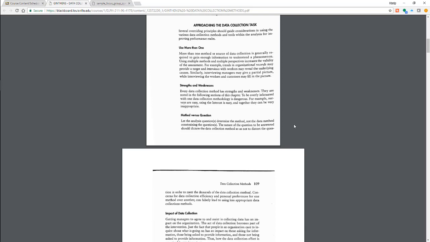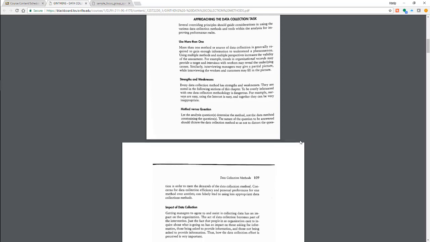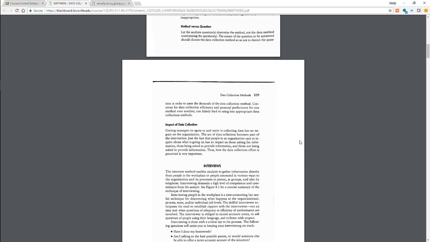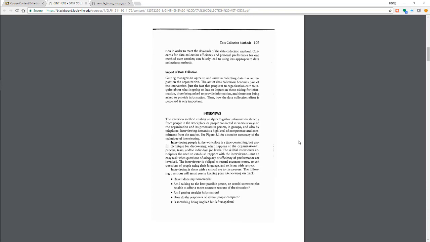So make sure you know what you're looking for, and then let that guide you in terms of what method you're going to use. But of course, if you go 2 paragraphs up, you have to use more than one. That doesn't necessarily mean use only 2 qualitative or use only 2 quantitative, but it doesn't also say use one of each. So it's a matter of you using your best judgment, okay? And then let me shift to the interviews over here.